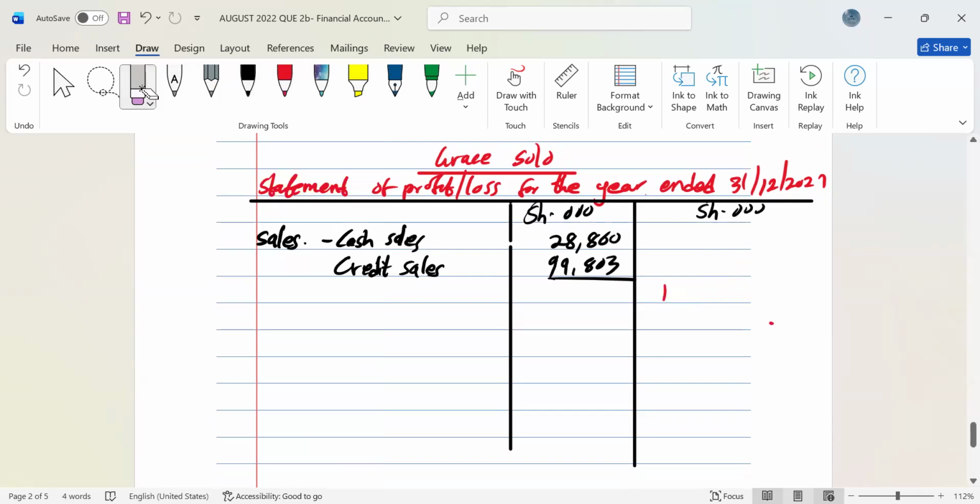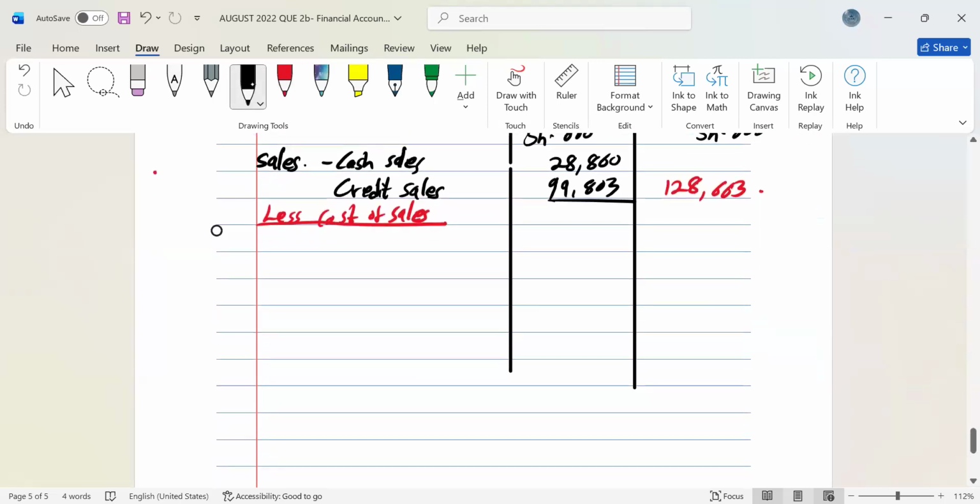Just a minute. I don't know why these figures are disappearing here. Okay, we can simply have them up here, that is 128,663. This is the summation of these two. Then we go to less cost of sales.